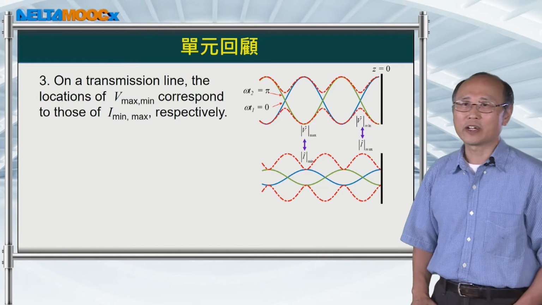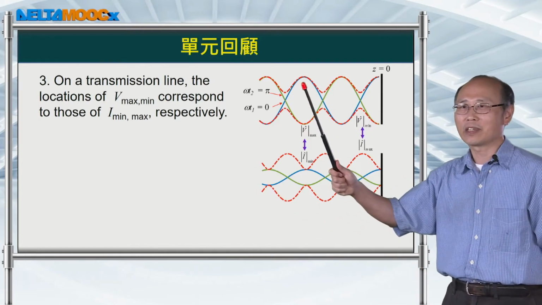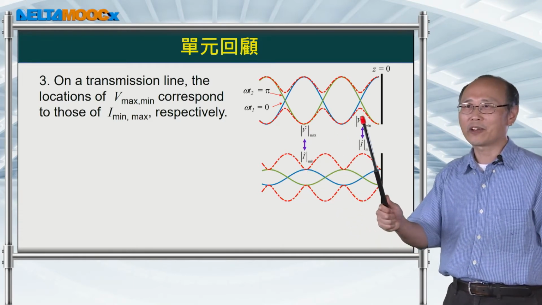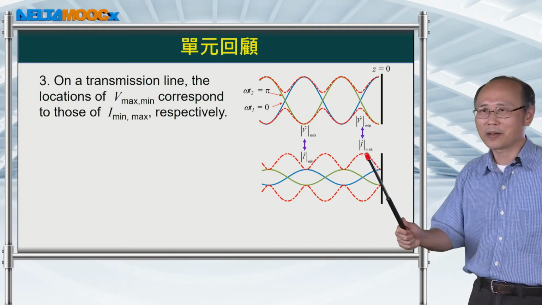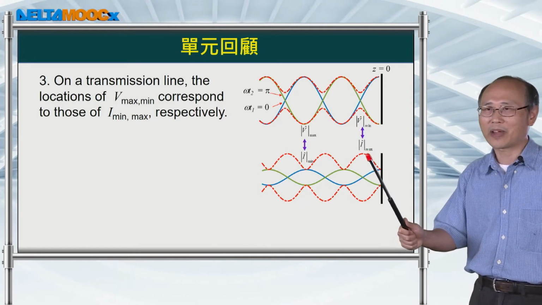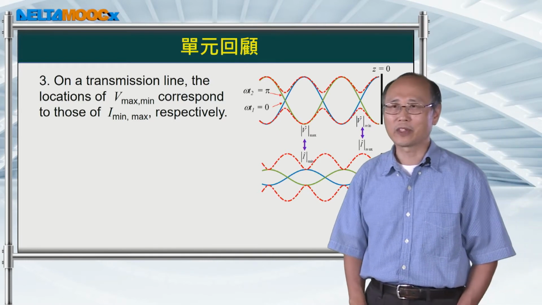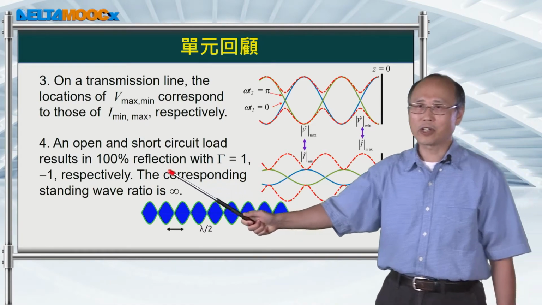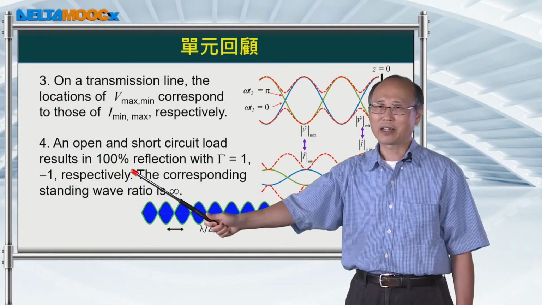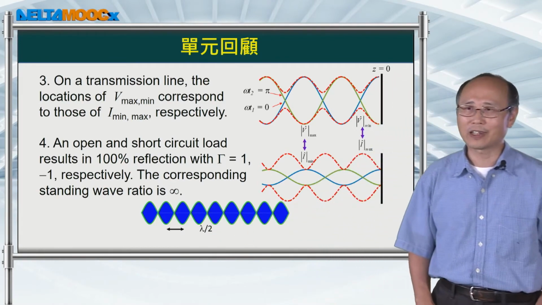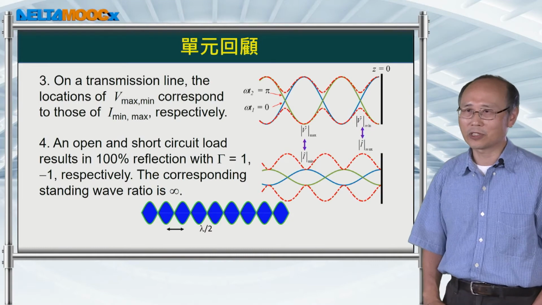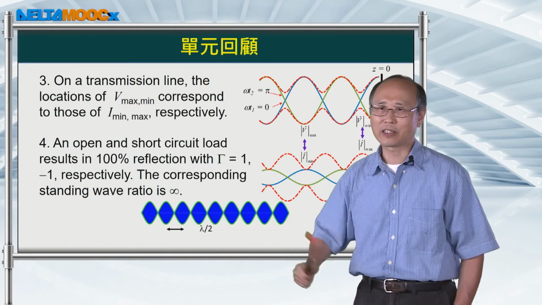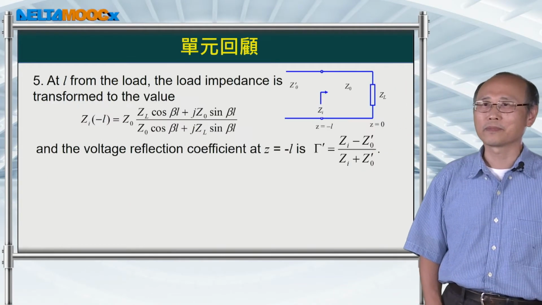On the transmission line, the location of the maximum voltage will coincide with the minimum value of the current, or the minimum value of the voltage will match the location of the maximum value of the current. That is because of energy conservation, or power conservation, on this line. I also talk about open and short circuits: given the 100% reflection from the end of the transmission line load, the standing wave ratio is equal to infinity.